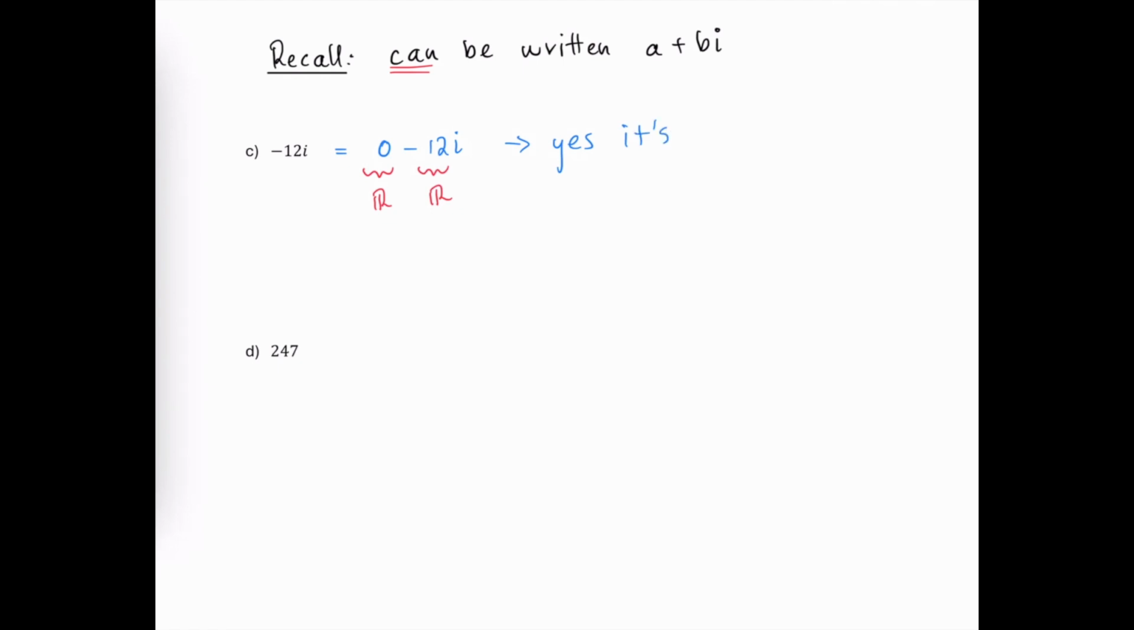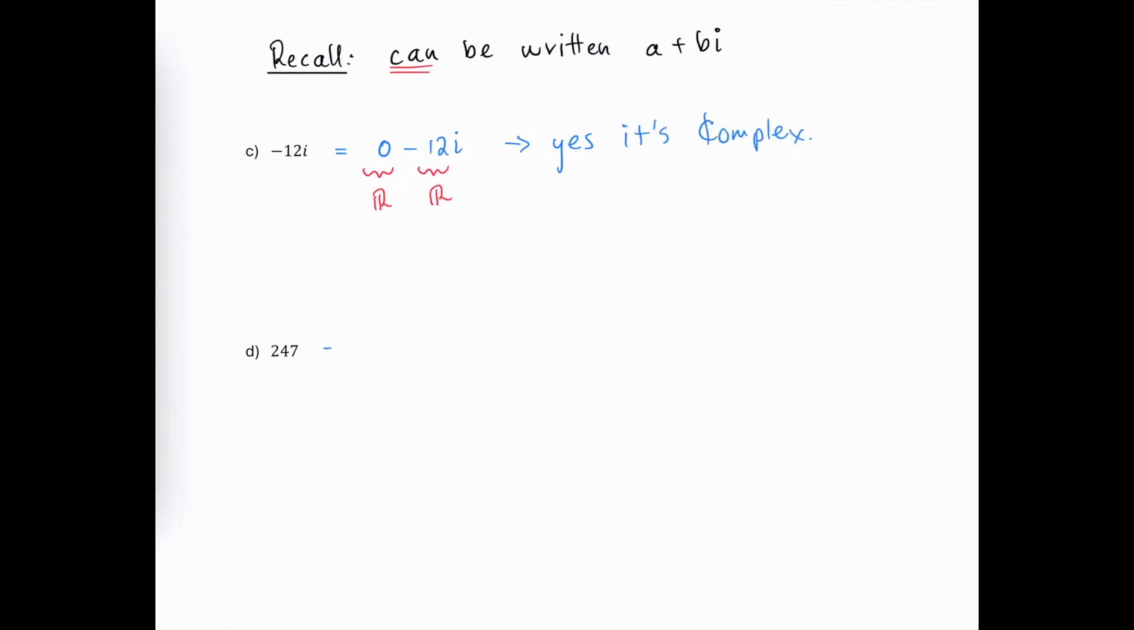For parts C and D, let's recall the definition of a complex number, which is any number that can be written as a real number plus some real number multiple of i. And let's emphasize the word can, which means that when we're looking at the number -12i, we can write this number as 0 minus 12i. And since 0 is a real number, and -12 is also a real number, we would say then that yes, this number is also complex.